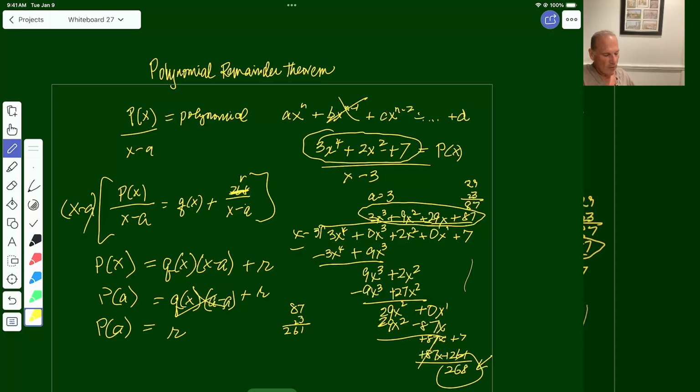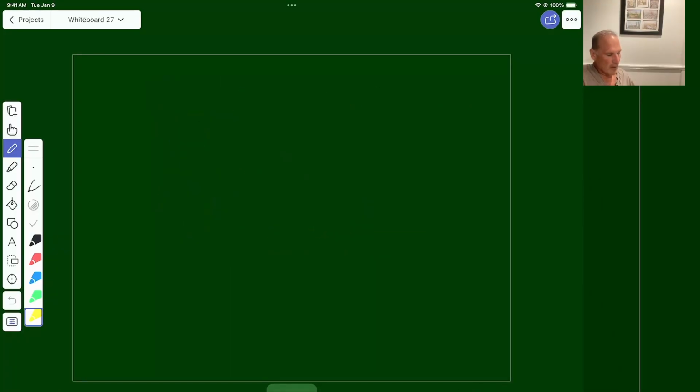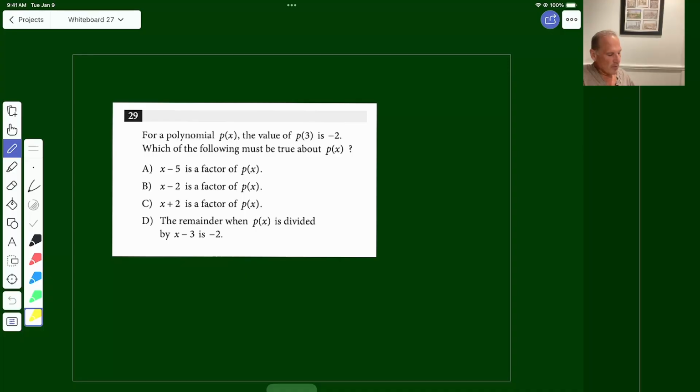So here is the problem that I brought up the other day. This came from an actual prior College Board practice test, exam number 1, which was taken off the College Board site a couple of years ago when they went to the new format, which was only online. So look at this problem. It says for a polynomial p of x, the value of p of 3 is minus 2. Which of the following must be true about p of x?